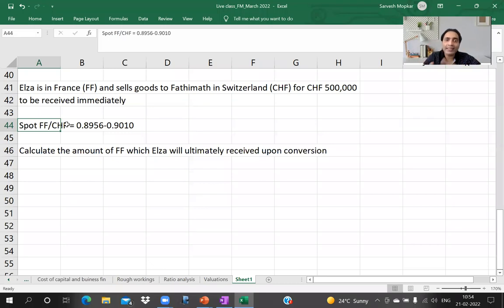So what will the bank do? If Elsa is selling the CHF, what will the bank do? Bank will buy, no? Bank will buy. Elsa, will the bank buy or will the bank sell CHF? Okay. Why? Elsa, what's wrong? I'm really surprised actually. I was expecting both of you would pick it up within a minute. What's wrong? Now this is a bigger mystery. Okay, anyways, don't feel bad. It happens.